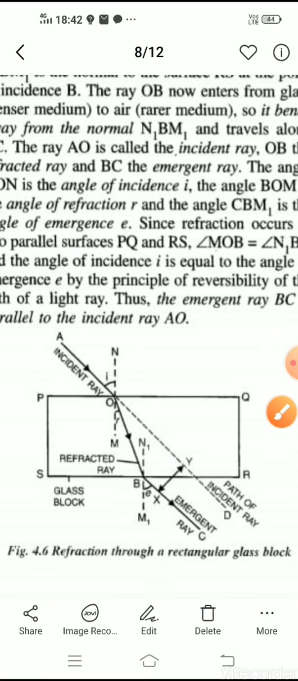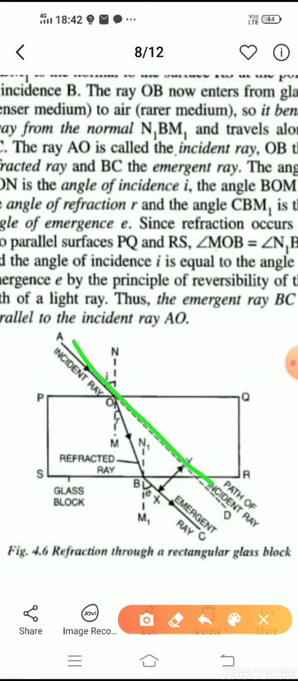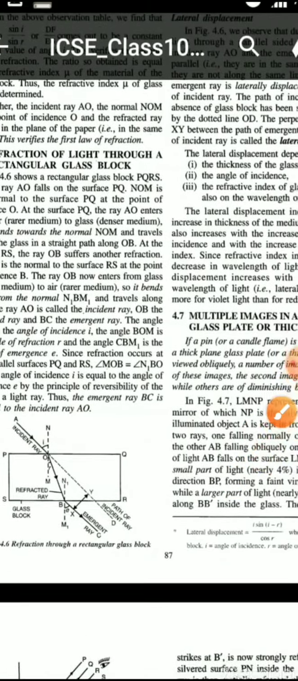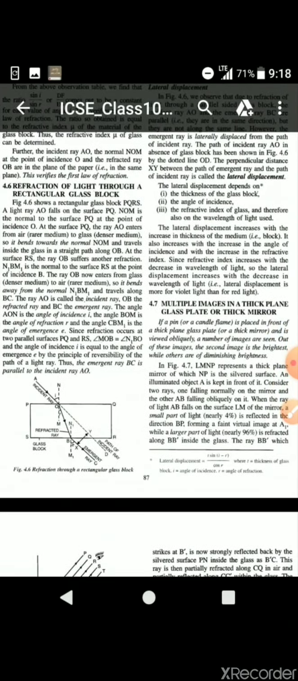So during all this process, if my incident ray does not suffer any refraction, it will travel in one straight line. Yes or no? If there is no refraction, it will travel in a straight line. But because of two refractions, what is happening to it? There is a gap between the original path and the deviated path. This gap or this distance is what we are going to study as your lateral displacement. We will call this your lateral displacement here.